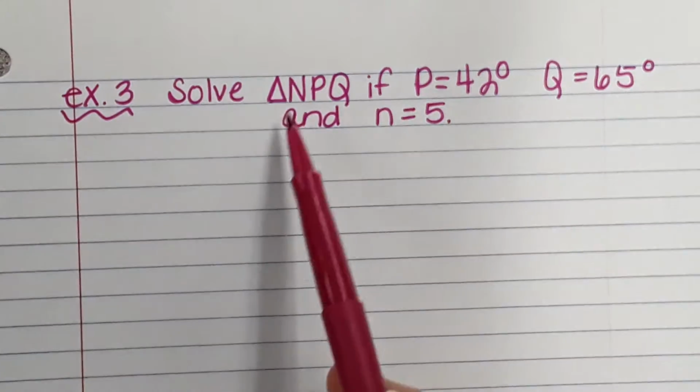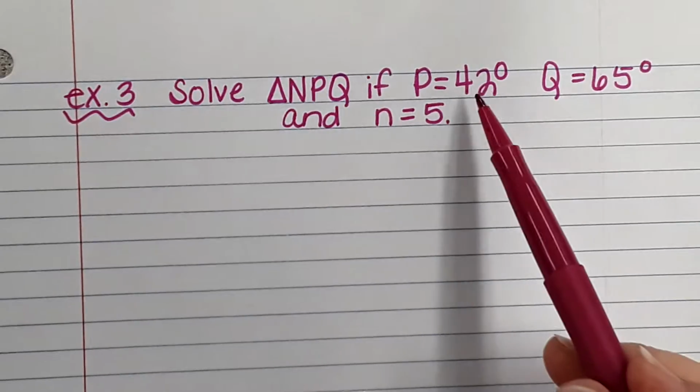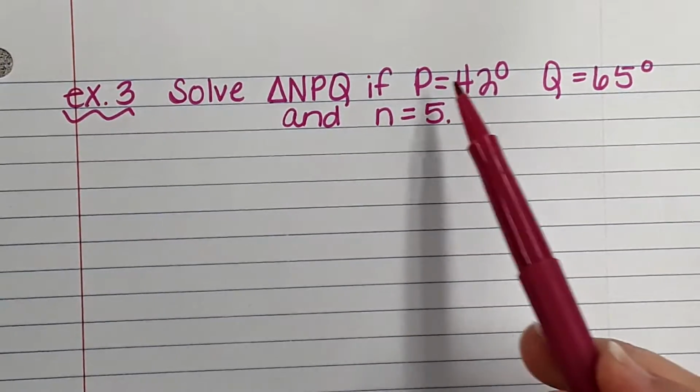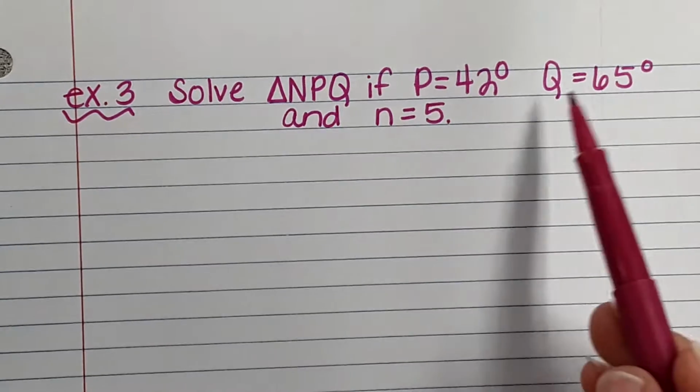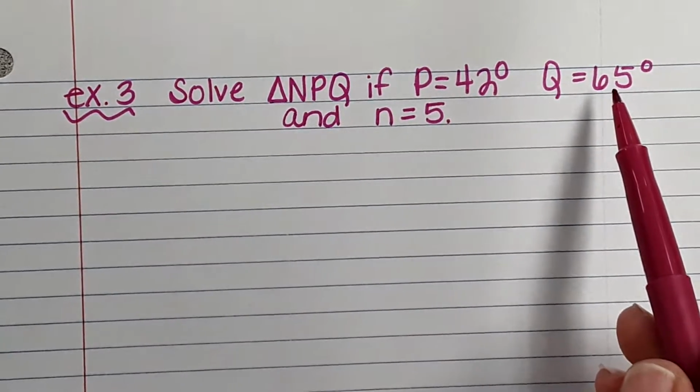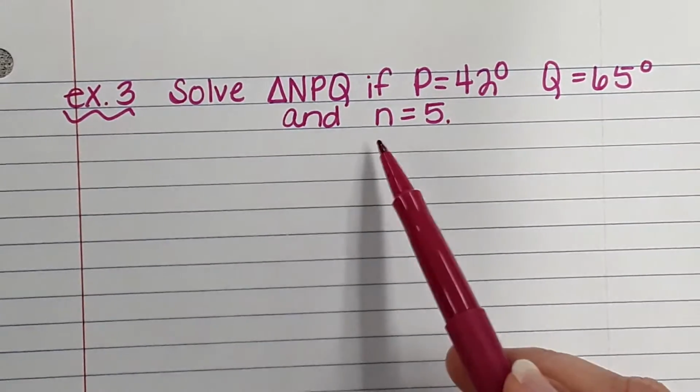So solve triangle NPQ. If P, that's angle P, is 42 degrees. The reason I know it's angle P is because it's a capital letter. Q equals 65 degrees. I know that's an angle because Q is a capital letter, and N equals 5.